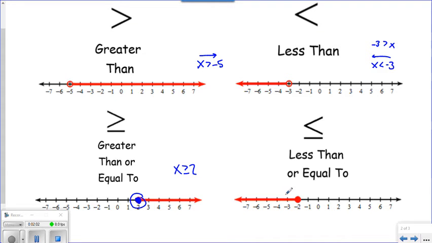Same thing with less than or equal to. We're going to the left, so we know it's less than. But we have the or equal to because we have the closed circle here on the negative 2. It means we want to include that value in our solution set.